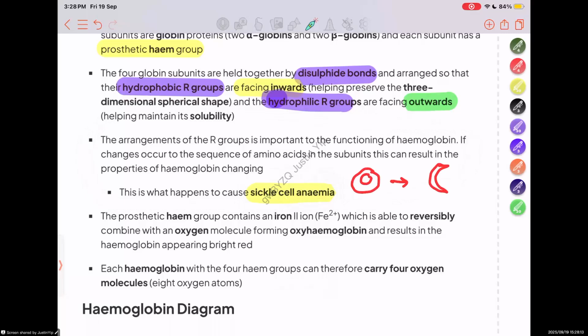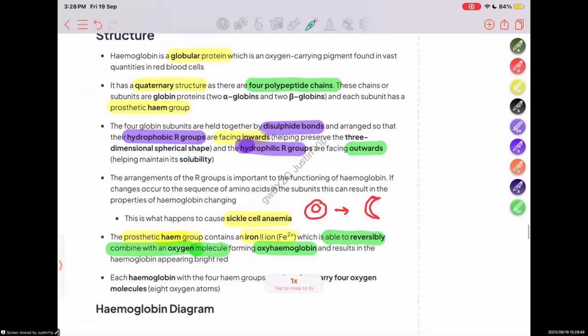Okay, so this is the function here. And the last part is our prosthetic heme group. That's why just now I said the prosthetic heme group contains what? Iron, specifically iron 2 ion. So they can help to reversibly combine with your oxygen molecule and form oxyhemoglobin. And this will cause your hemoglobin to appear bright red, a very light red color. So this one is okay.